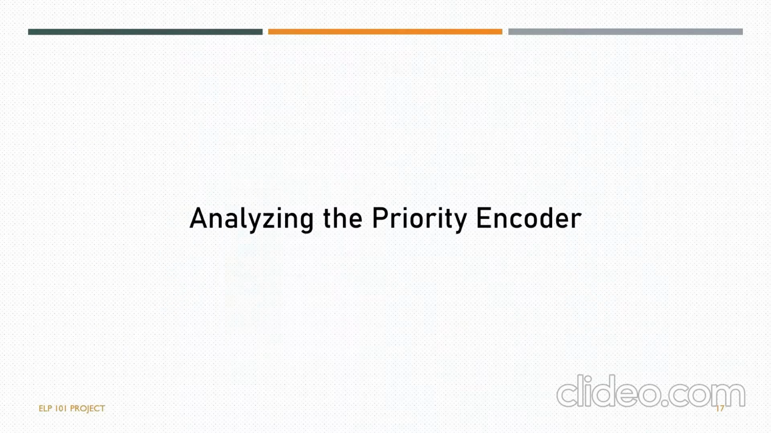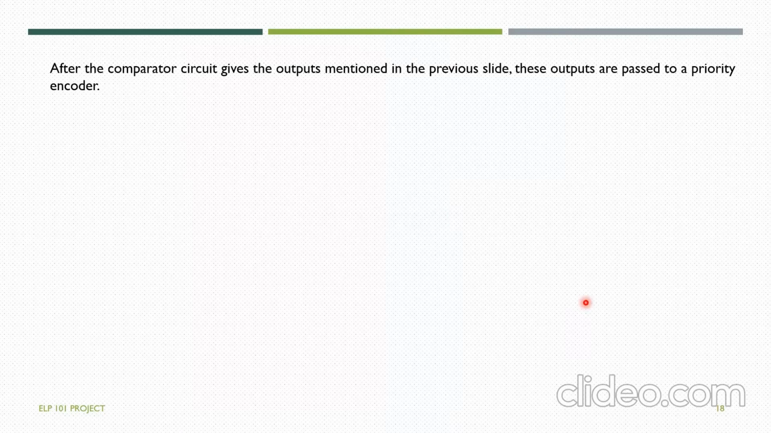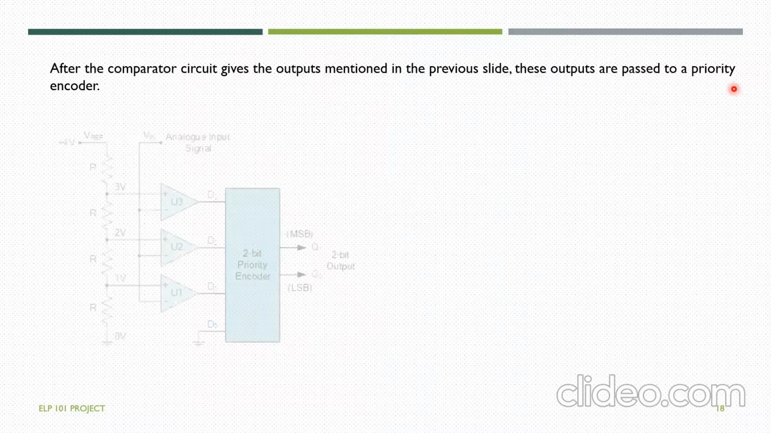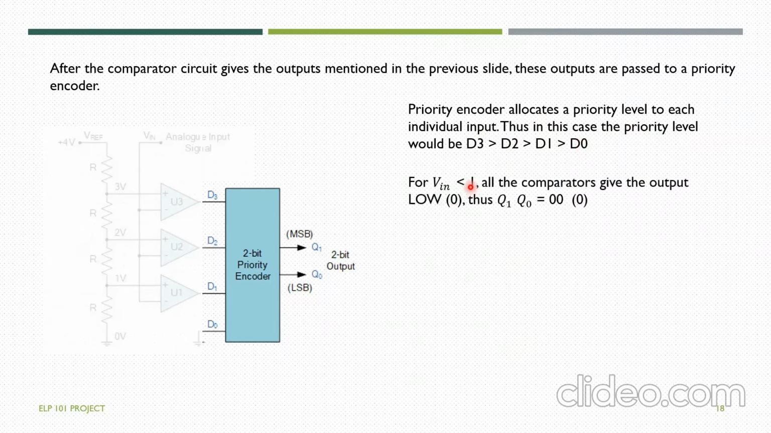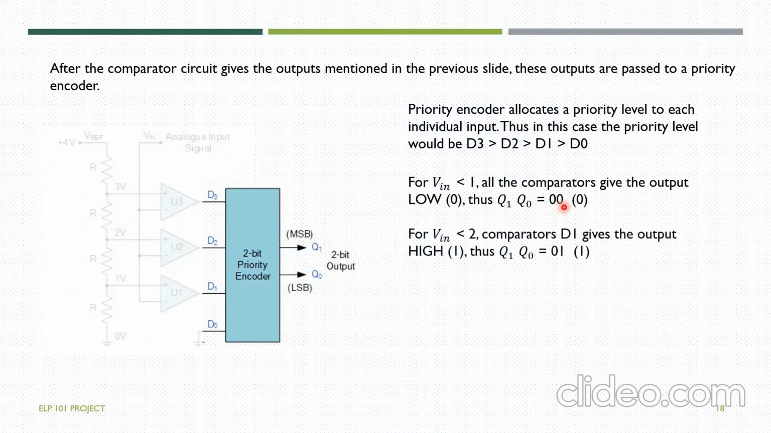Now analyzing the priority encoder. After the comparator circuits give the outputs mentioned in the previous slide, these are passed to a priority encoder. The priority encoder allocates a priority level to each individual input, and in this case, the priority level would be D3 greater than D2 greater than D1 greater than D0. So for V in less than 1, all the comparators give the output low. Thus Q1, Q0 would be equal to 0, 0, or the Boolean representation of 0.